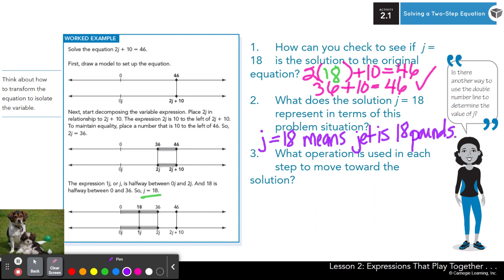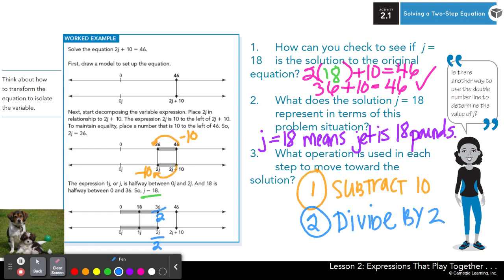And number 3, it says what operation is used in each step to move towards the solution. Now, these are two-step equations for a reason because it takes 2 steps to solve them. In orange, I annotated my worked example. So I noticed that the first step was they subtracted negative 10 from both sides. If you didn't annotate your worked example, you are playing yourself. Are you even trying? Anyways, the second step in blue, you notice that they divided both sides by 2.